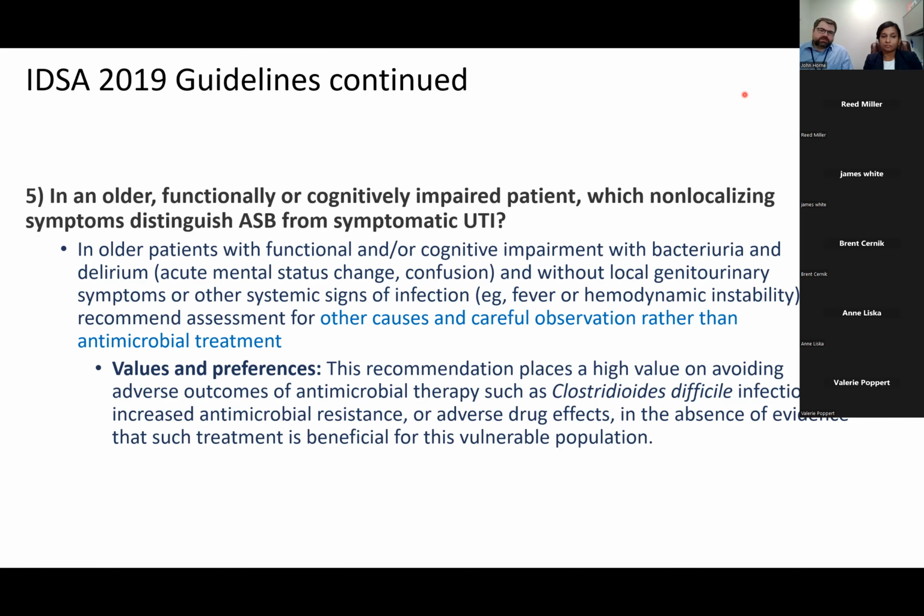It shows that even though they're getting antibiotics, their mental status continues to fluctuate and go up and down, and it's not helping. Sometimes it takes family members seeing the antibiotics to realize that it didn't help at all. And it puts elderly patients at high risk for C. diff, resistance, and drug adverse reactions. So it's really, really important not to do that.